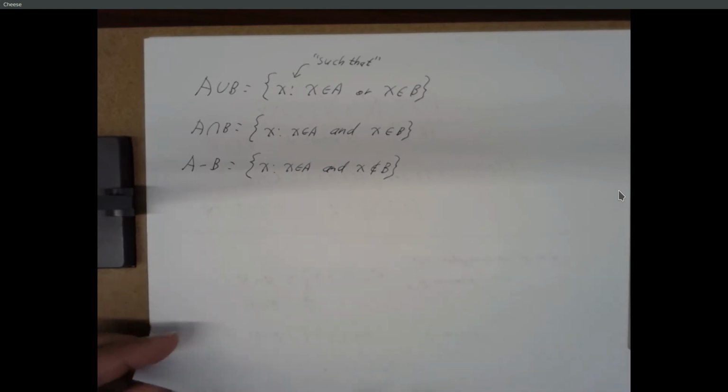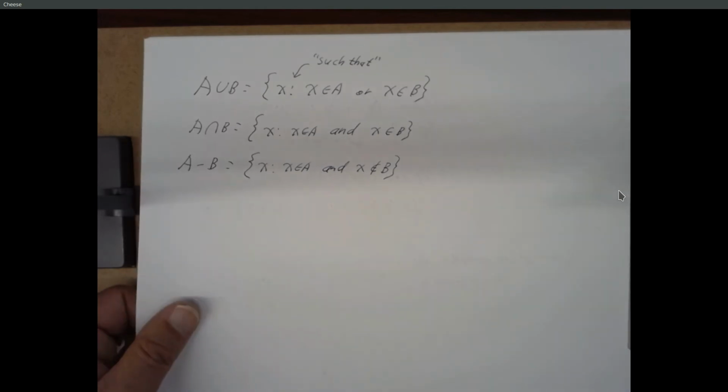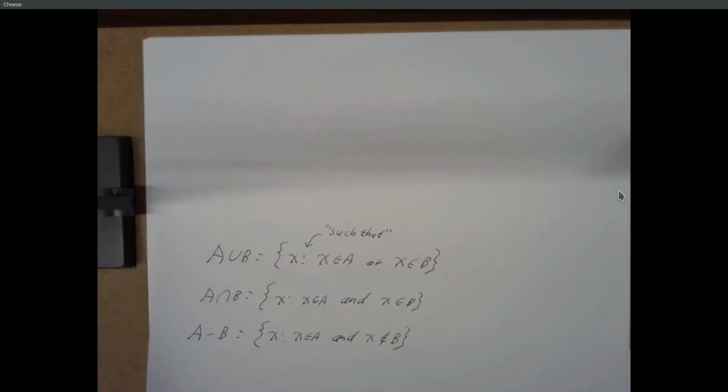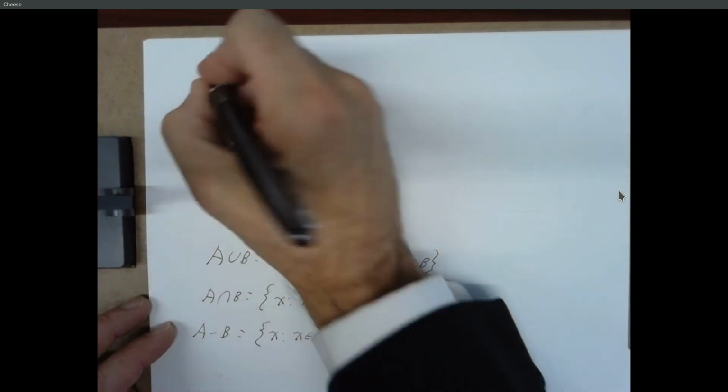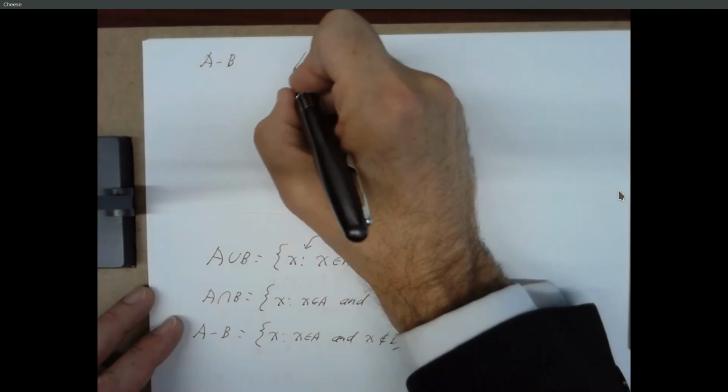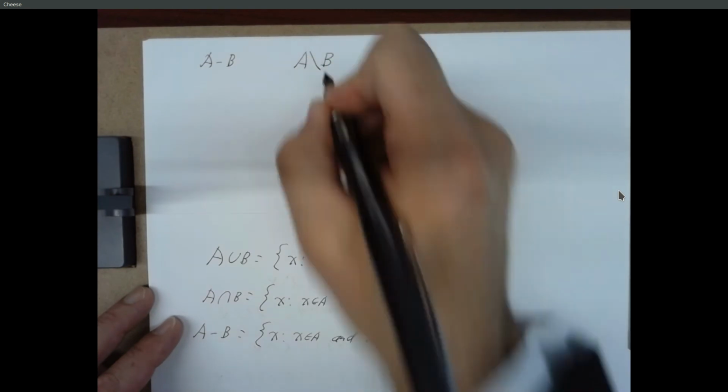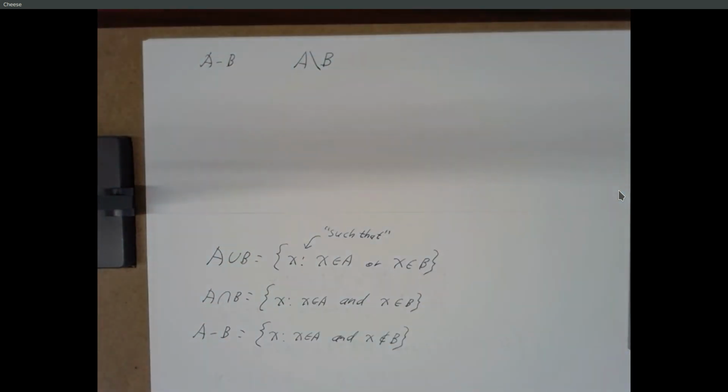And I want to expand the notion of complement a few ways. Sometimes we'll write A minus B, but a more common notation is A backslash B. And that means A take away B, or A minus B.